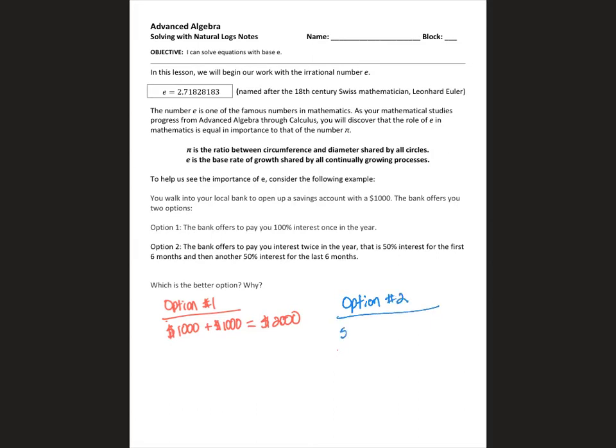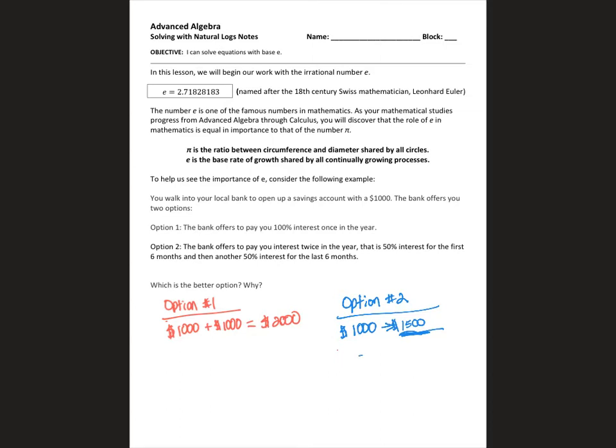So in option two, we started with $1,000. And after 6 months, we get 50% interest. Well, 50% interest on $1,000 is an extra $500. So I have $1,000 plus $500, which is going to be $1,500 after the first 6 months. Then after the additional last 6 months in the year, we get another 50% on that interest. Well, that new interest is going to be off of $1,500.